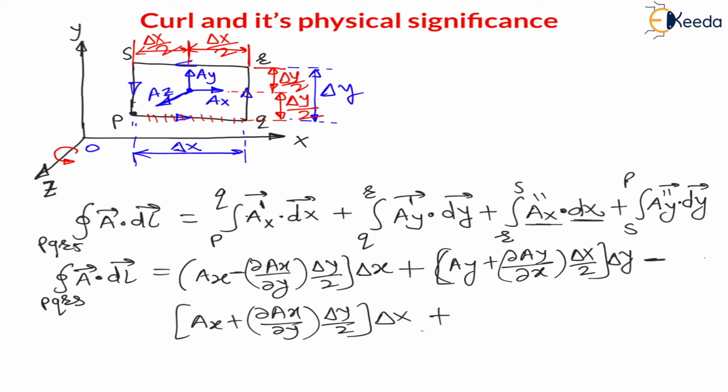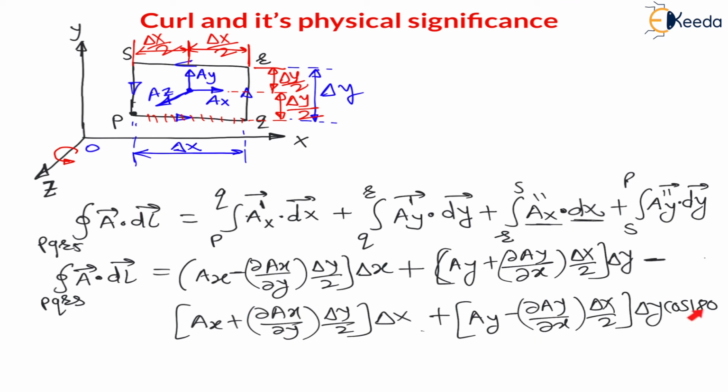Plus similarly here Ay double dash, on this line we have seen Ay double dash is, see, direct result I am using, Ay minus dou Ay by dou x del x by 2, right? This is Ay double dash, and the integration of dy is nothing but del y, the total distance S to P, into cos of 180, the angle was 180 degree, right? And my dear students, cos 180 is nothing but minus 1. So this minus 1 I am putting here. So simply the sign will change. Here there will be a minus, right?